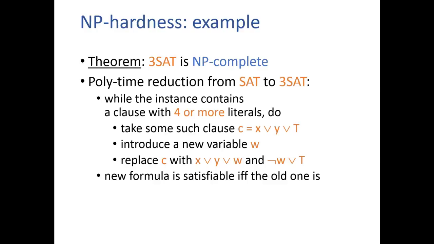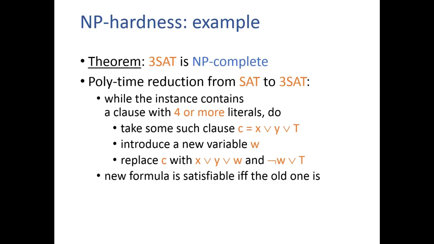How could C be satisfied? You can satisfy X, you can satisfy Y, or you can satisfy something in D. Suppose I had a satisfying assignment for the original instance that satisfied clause C by satisfying one of X and Y. Then for the new formula, I'll have the same assignment, except I set W to false. And then this satisfies the new formula. This part is satisfied because the old assignment satisfied X or Y. This part is satisfied because I set W to false.